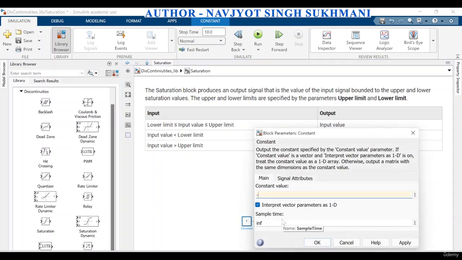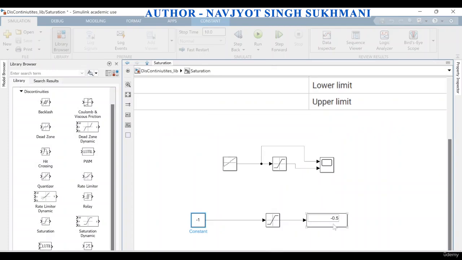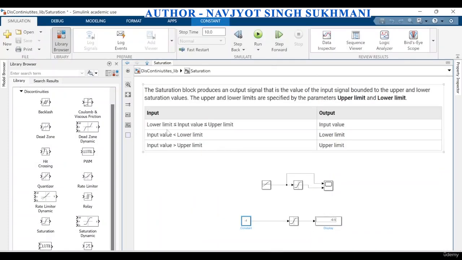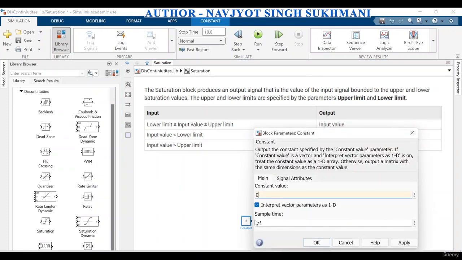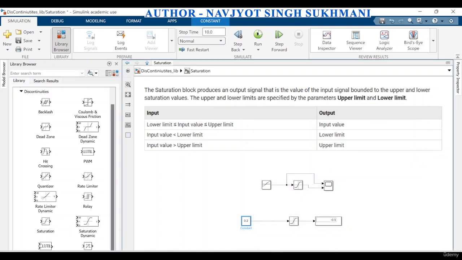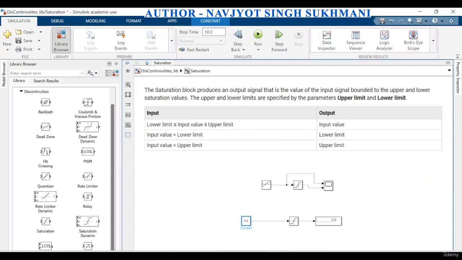If I change this to minus 1, then minus 0.5 should be the output. You can see in the display, minus 0.5 is the output. So the second condition is also satisfied. If my input is 0.2, it's in the range between 0.5 and minus 0.5, so exactly what the input is should be my output. Okay, so that's all about the saturation block as well.